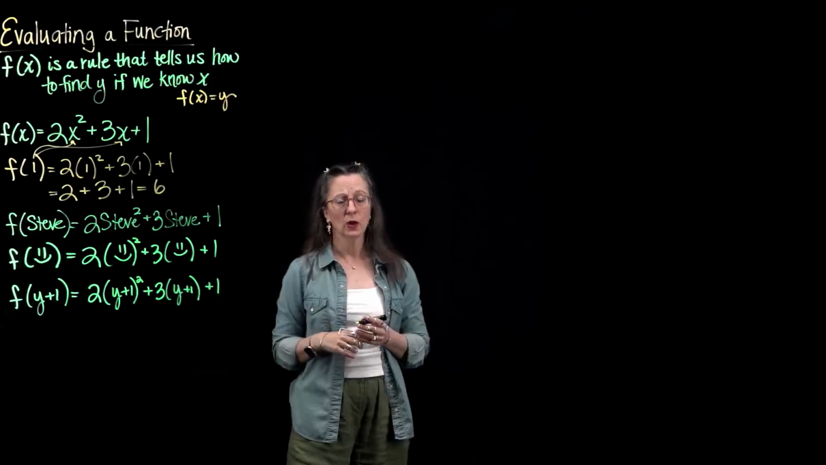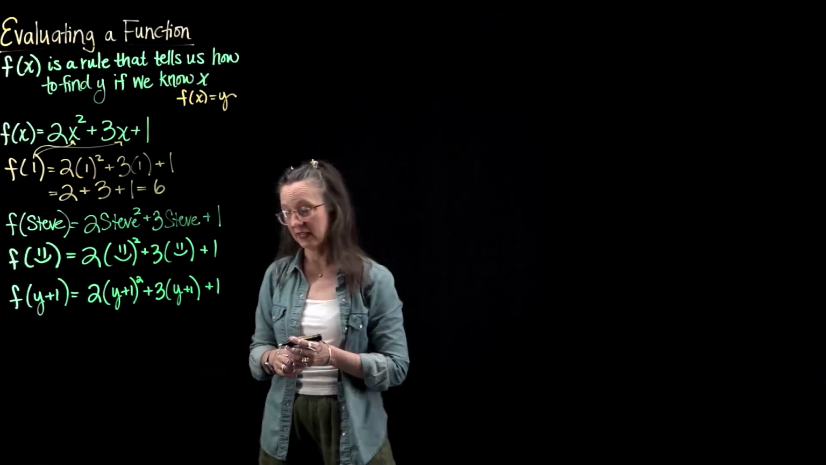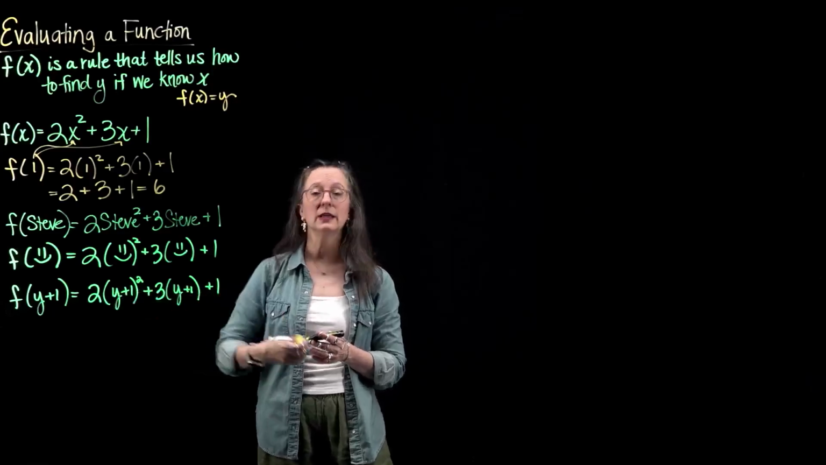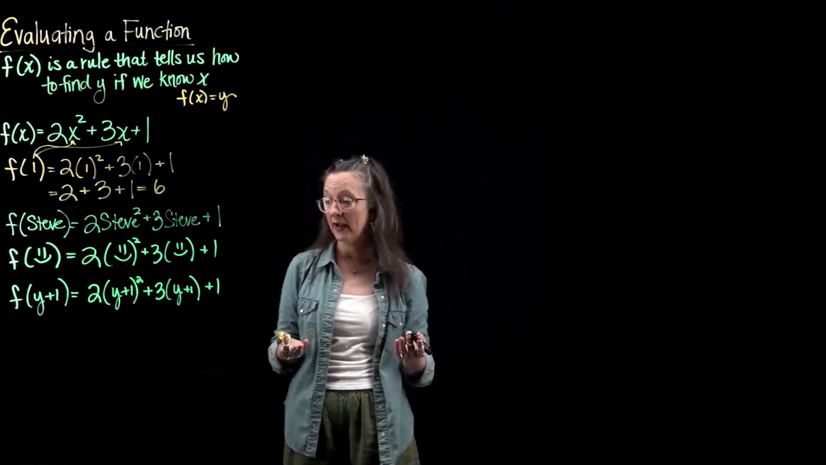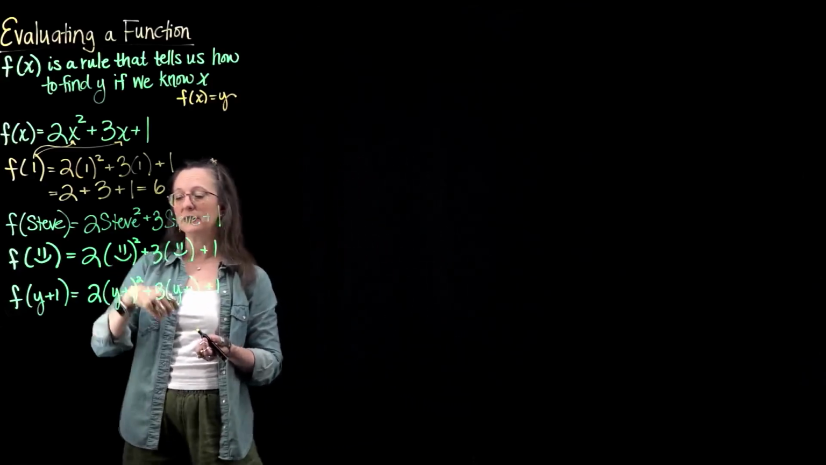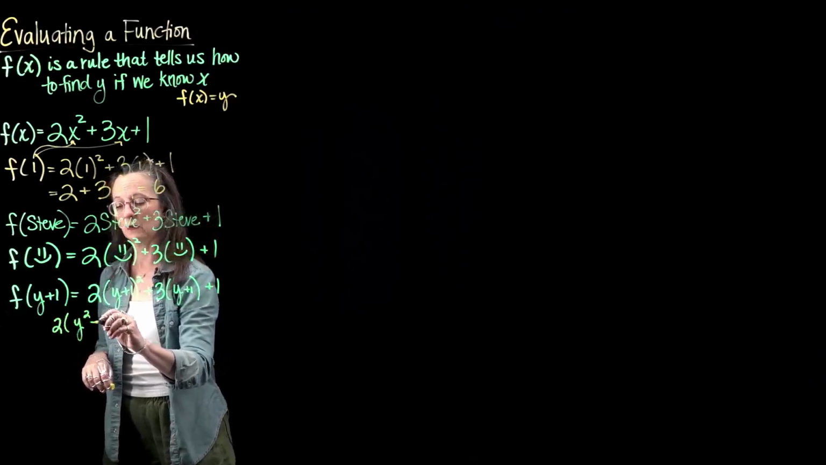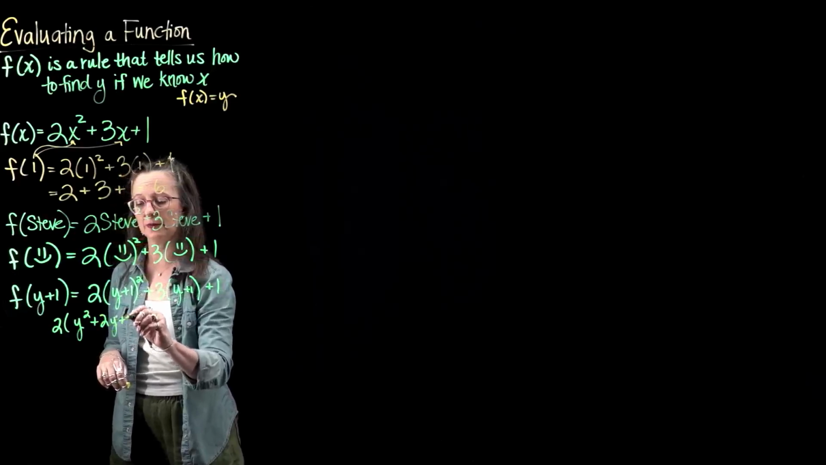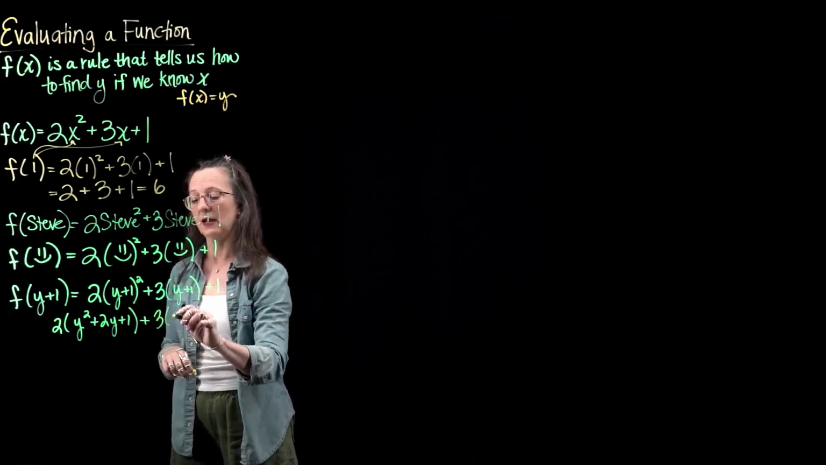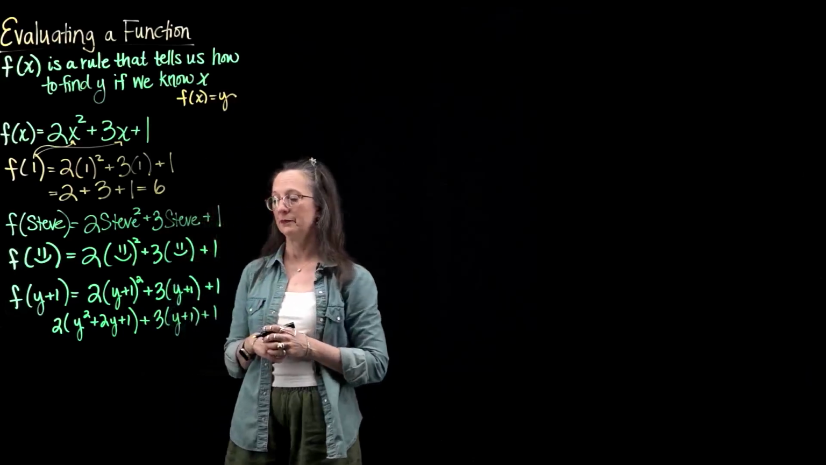Now there's a little bit of work to still be done here. I need to simplify it. We're not going to end up with a number like we did up here. We're going to end up with an expression in y. So let's simplify it. All right, y plus 1 squared, remember that's going to be y squared plus 2y plus 1. I would FOIL that out. And then we have 3 times y plus 1 plus 1.